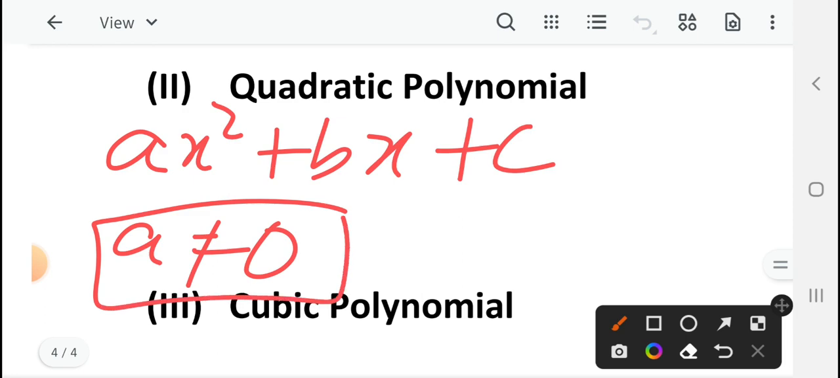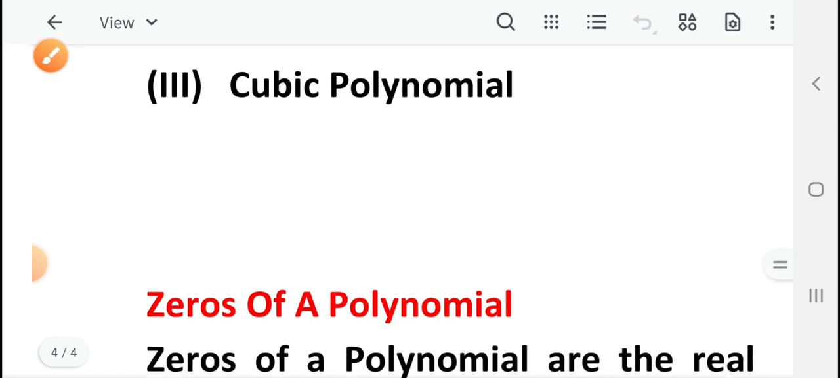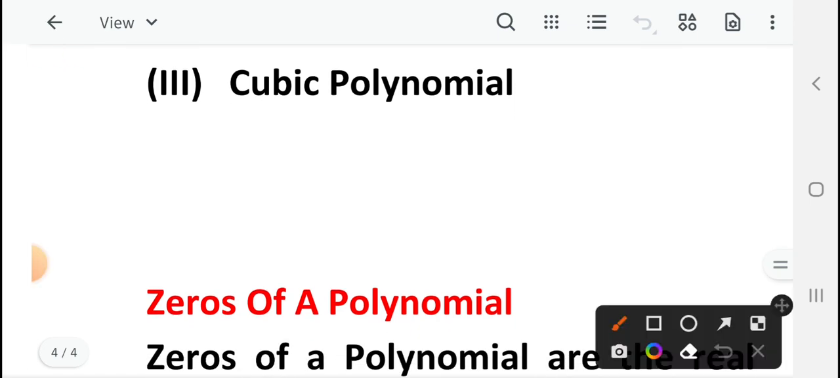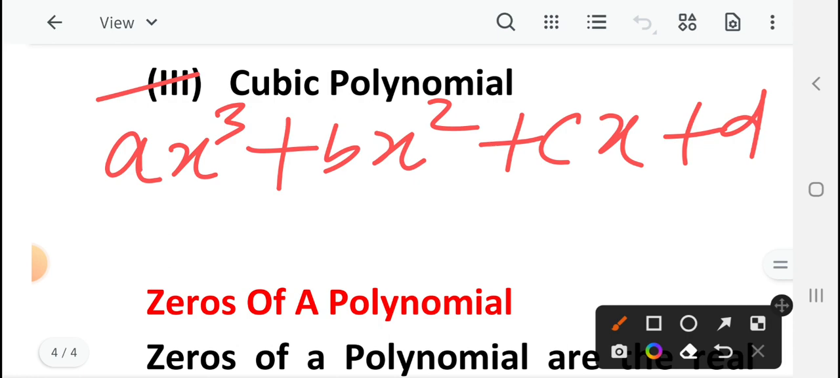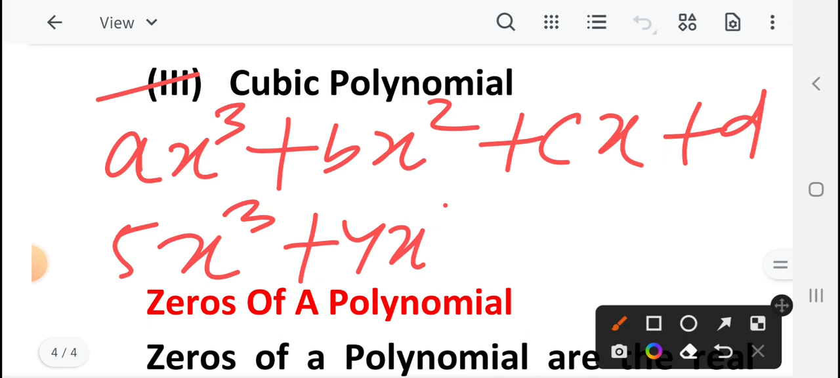Mind one thing, here a should not be equal to 0. Next, for cubic polynomial, a polynomial with degree 3, we can say that is a cubic polynomial, and its standard form is ax cube plus bx square plus cx plus d. And for example, suppose you are writing 5x cube plus 4x square minus 9x minus 7.